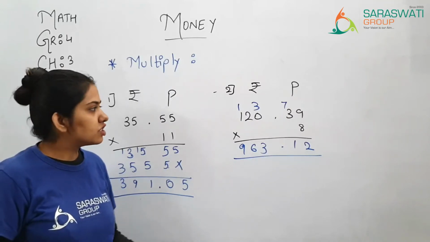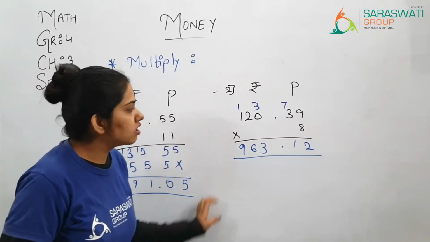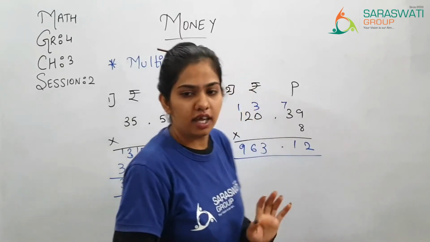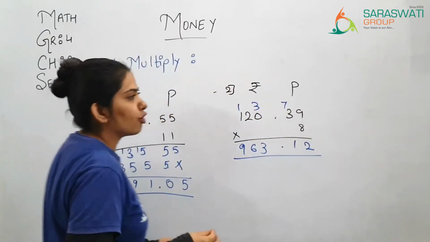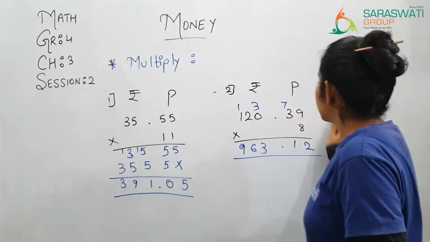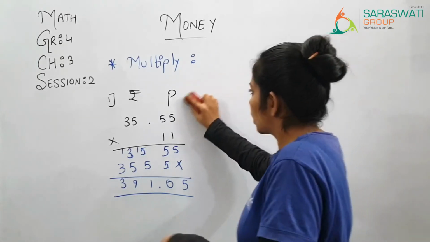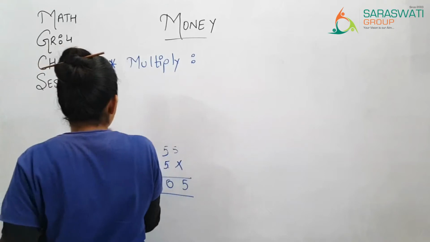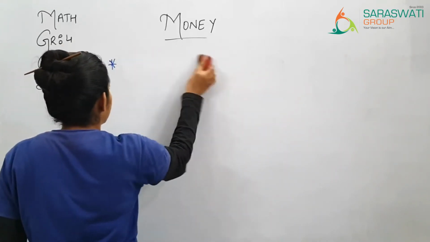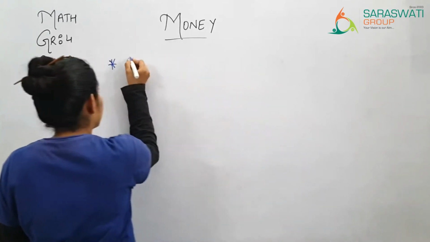Right? You just have to see that after solving this sum, keep the last 2 digits and put a point. Don't forget to put a point when you are solving the sums related to money, because it bifurcates between rupees and paise. That's why. Okay. So we have seen addition, subtraction and multiplication, and now it comes division. Right? Now comes division.